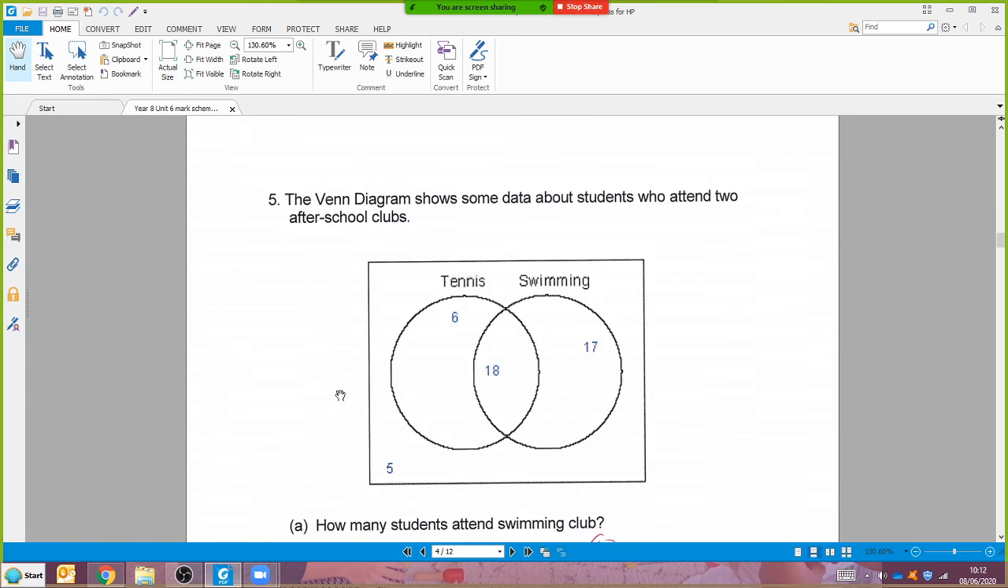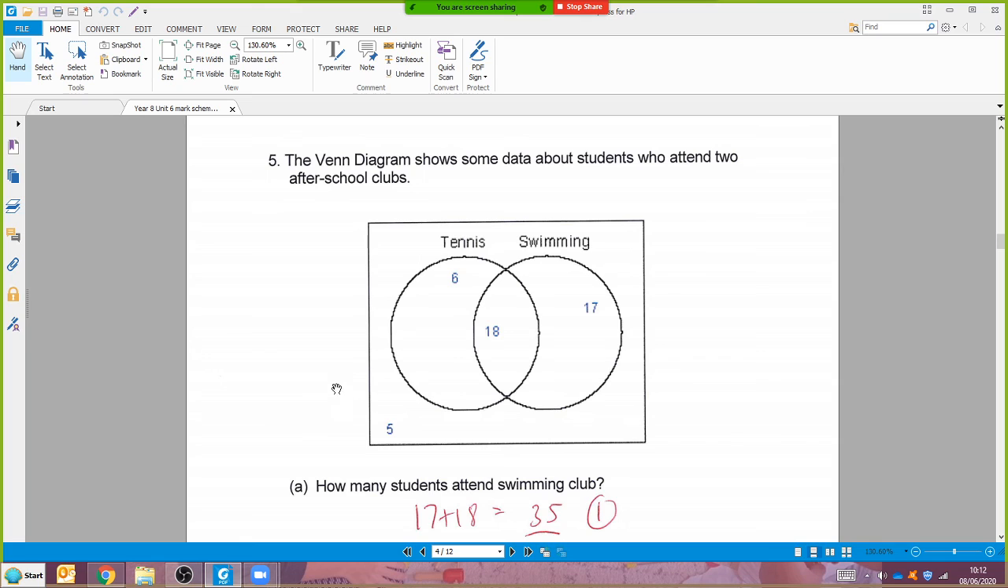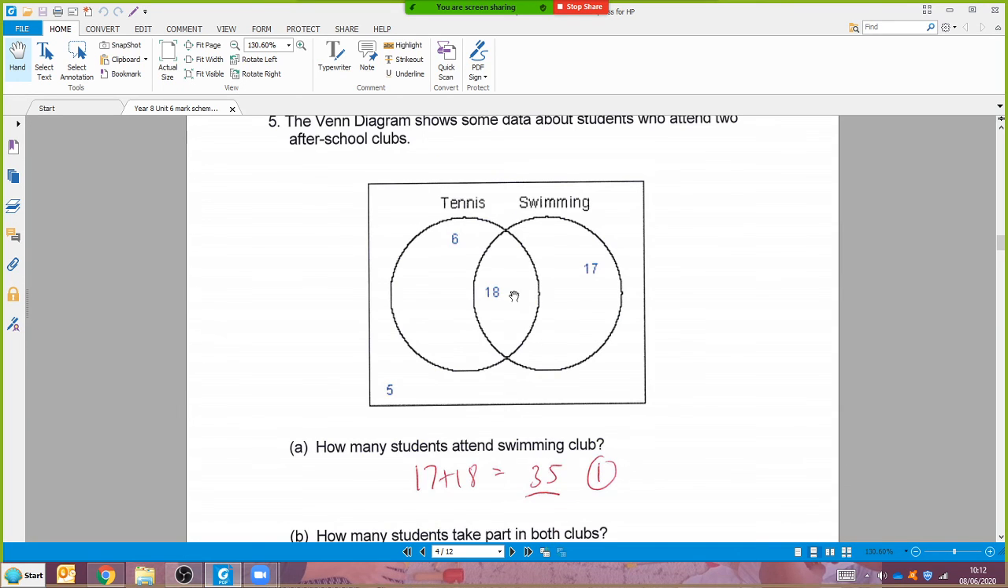Venn diagram. Well, here it is. Let's understand what it means. In this Venn diagram, we've got students taking part in after-school clubs, tennis and swimming. We've got 18 students who do both tennis and swimming. So these 18 are special kids who go to 2 clubs, the tennis club and the swimming club. So how many attend swimming altogether? Well, it's these 18 who do swimming and tennis, and it's these 17 who do just the swimming. So it comes to 35.